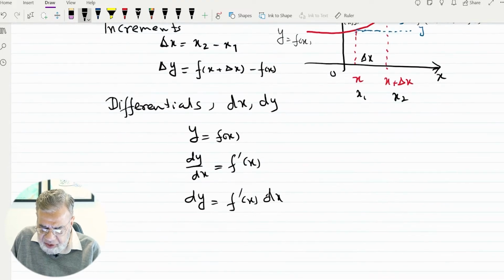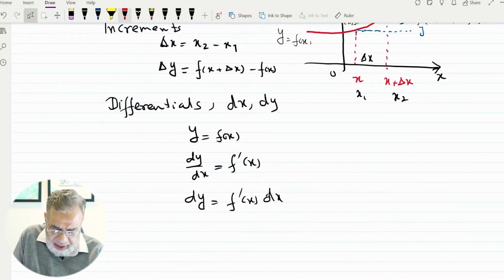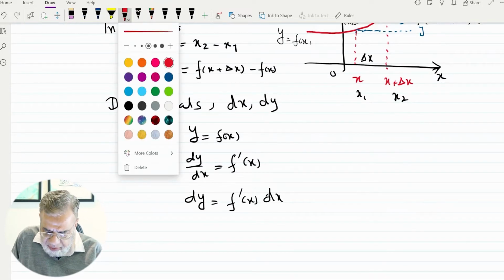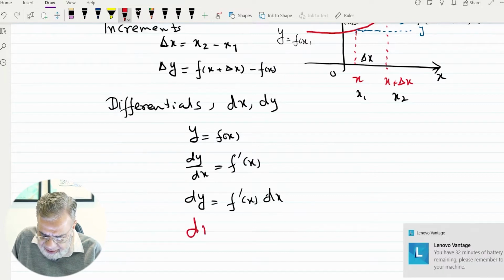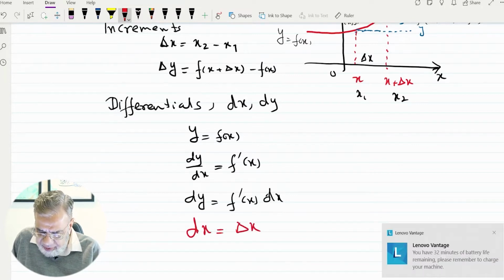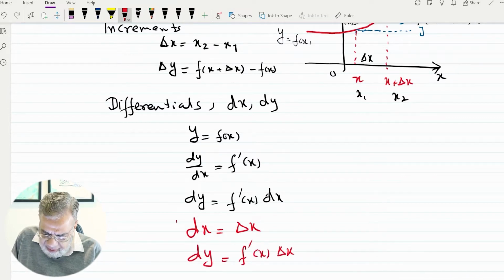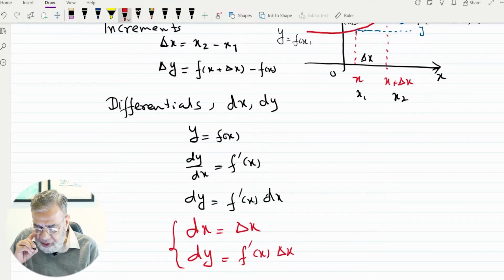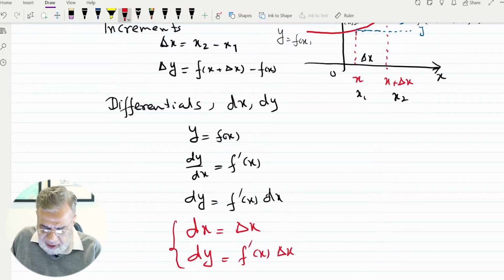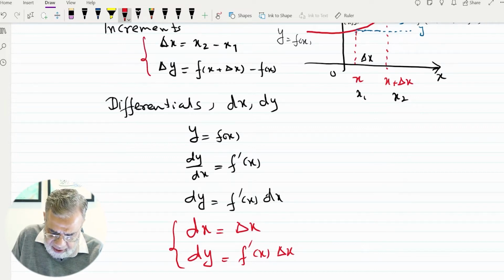Now here we can see my delta x. I write dx is equal to delta x, the independent variable. Then I want to write my dy, so in dy I replace my dx by delta x. These are the equations which I can use with the differentials to find the values of dx and dy, the differentials, and here are my increments.